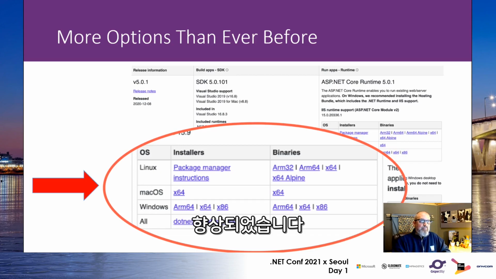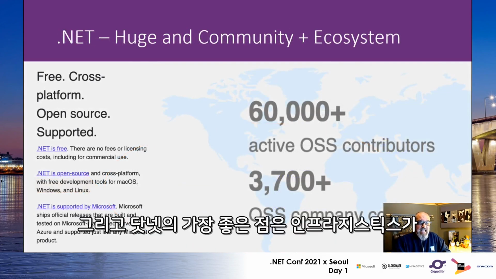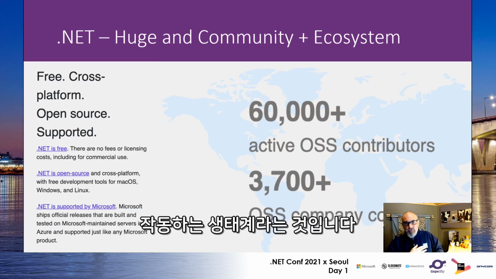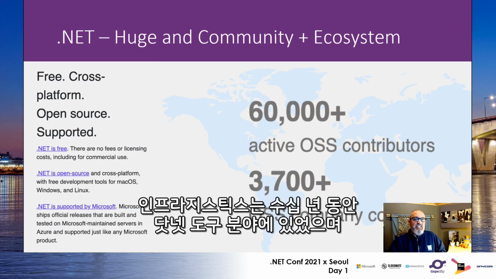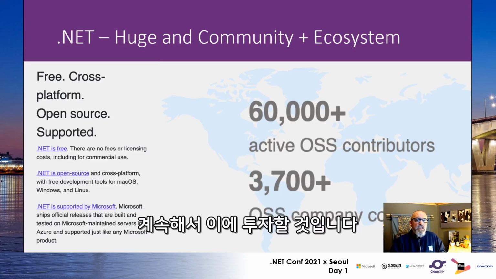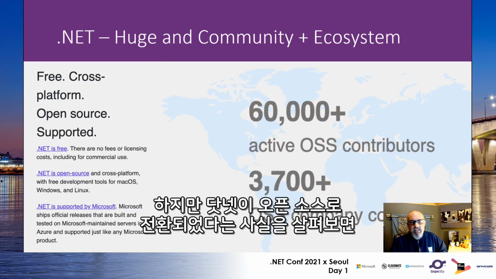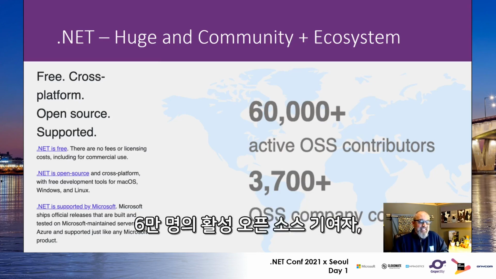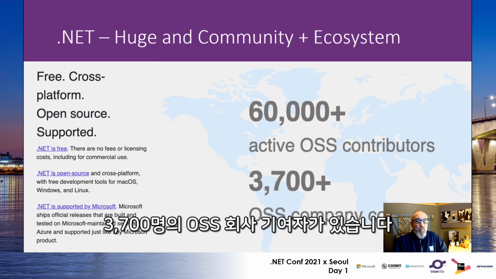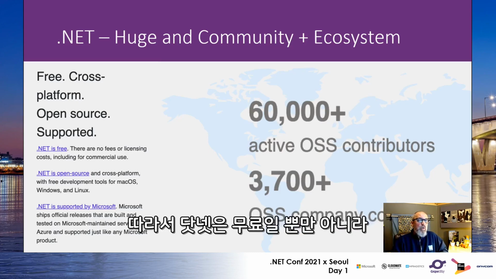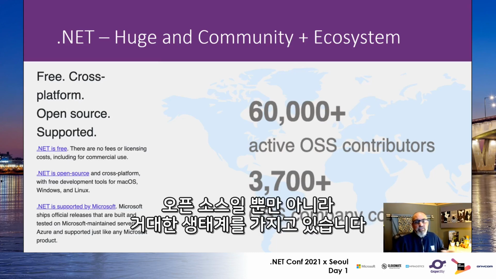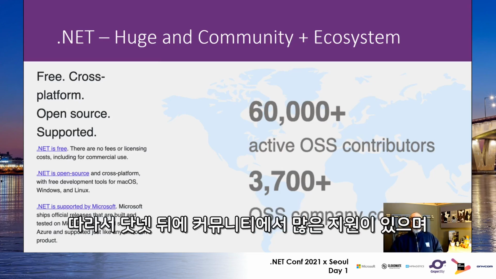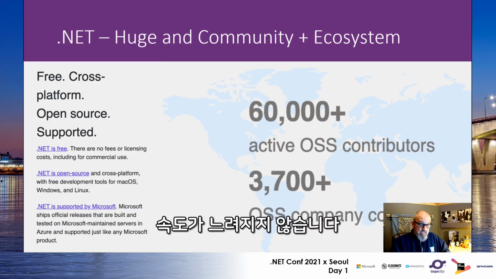And the best thing about .NET is the ecosystem, which is where Infragistics comes into play. Infragistics has been in the .NET tool space for decades, and we're going to continue to invest in this. If you look at the fact that .NET went open source, there are 60,000 active open source contributors and 3,700 OSS company contributors. So not only is .NET free and open source, it has a huge ecosystem. There's a lot of support and community behind .NET, and that is not slowing down.